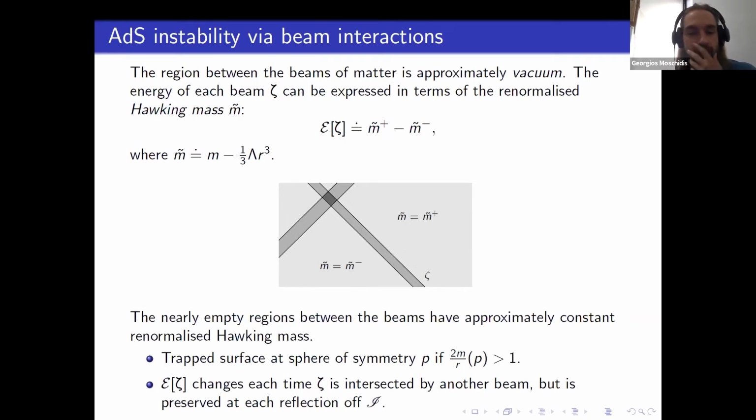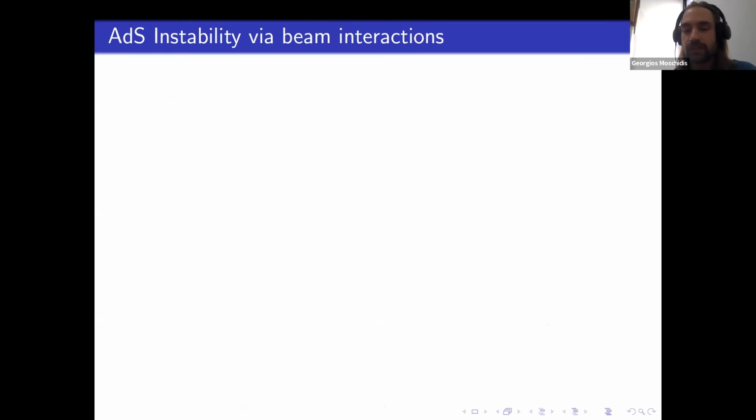And at some point, we want to show that a trapped surface is formed. So at some point, we need to show that there exists a sphere of symmetry in the spacetime for which 2m over r, where m is the Hawking mass and r is the radius of the sphere of symmetry, becomes bigger than 1. In order to do that, we have to look at the evolution of the Hawking mass. In particular, this means that we have to look at the evolution of the energy contents of those beams as they interact with each other.